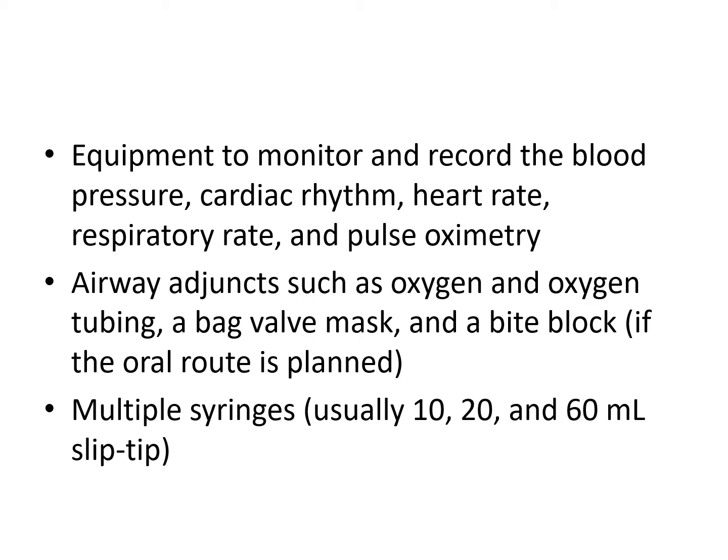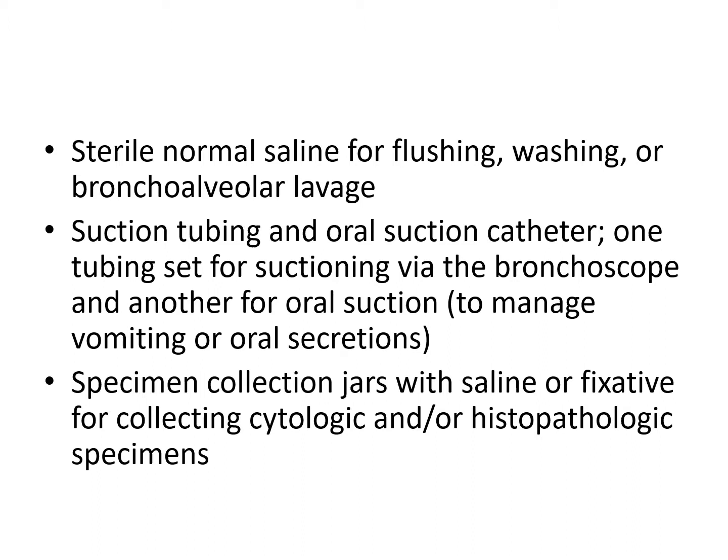Multiple syringes are required, usually 10, 20 and 50 or 60 ml syringe. Sterile normal saline for flushing, washing, or taking bronchoalveolar lavage. Suction tubing and oral suction catheter, one tubing set for suctioning via the bronchoscope and another for oral suction to manage vomiting or oral secretions. Specimen collection jars with saline or fixative for collecting cytologic and or histopathological specimens.